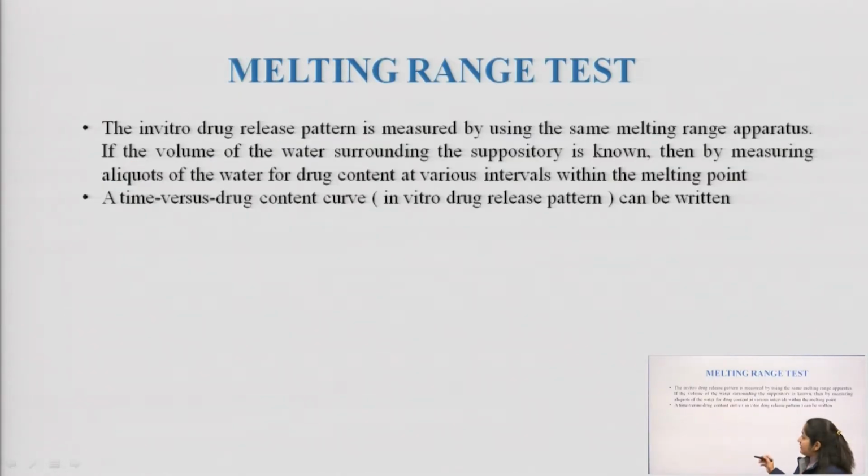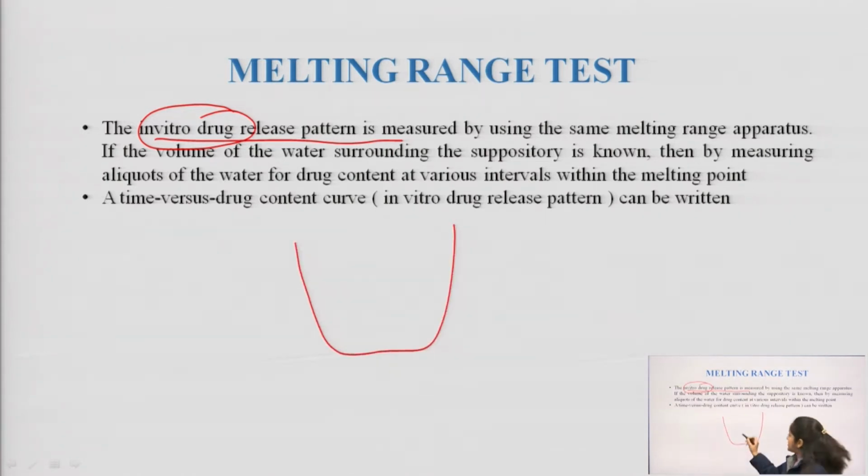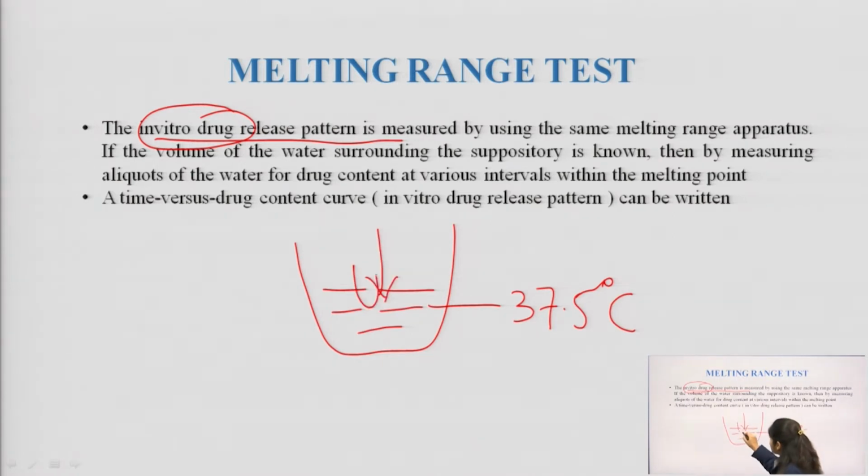In the melting range test, when you understand the melting of the suppository, in addition we also come to know the in vitro drug release pattern. Simultaneously, when we understand the suppository's melting temperature or melting point, we can also work out the in vitro drug release pattern of a particular suppository, because just imagine we have placed a constant water bath maintained at 37.5 degrees Celsius and we have inserted a suppository for which the melting range has to be calculated.